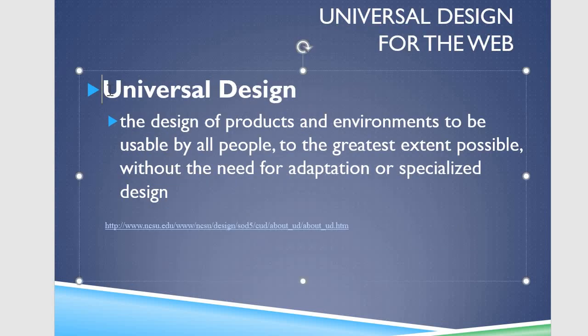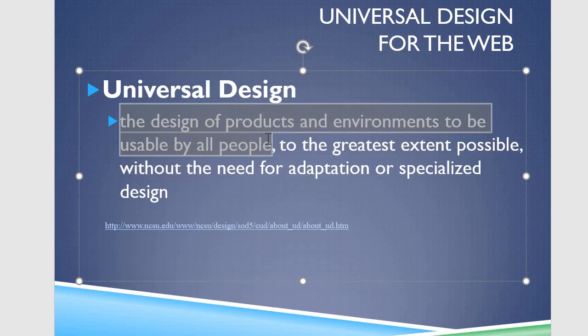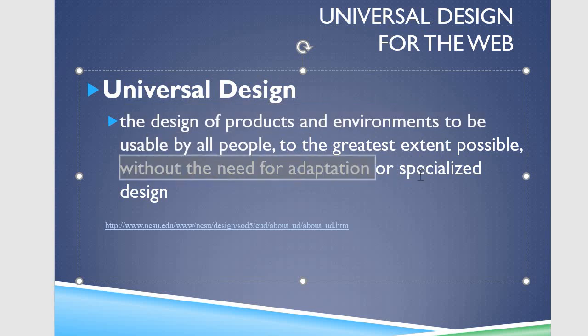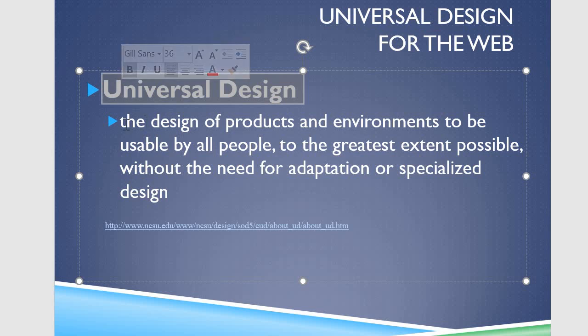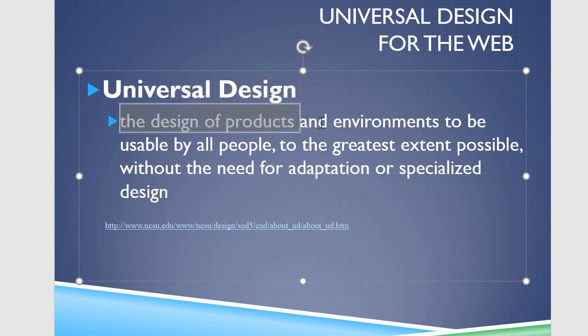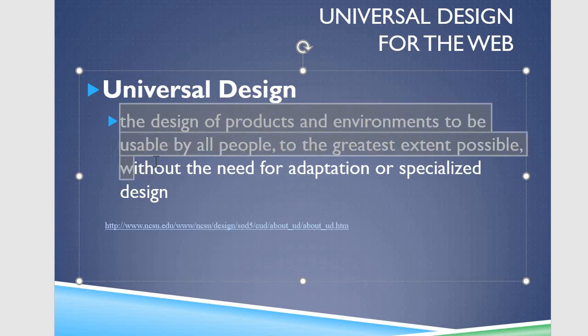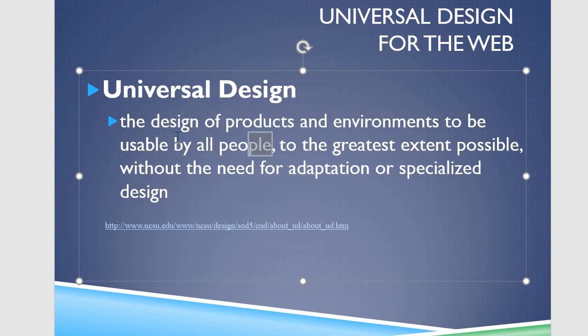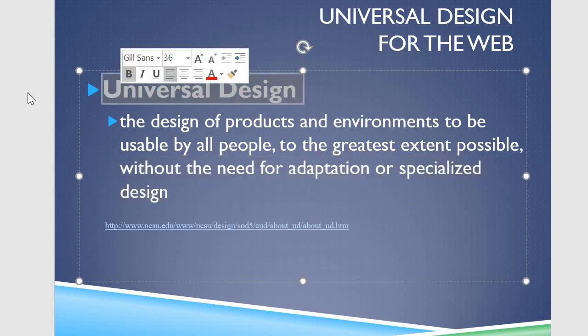Then universal design. Slide number 12. So you can see here the design of products and environments to be usable by all people without the need for adaptation or specialized design. What is that? Universal design. What is the name of the design? Universal design.